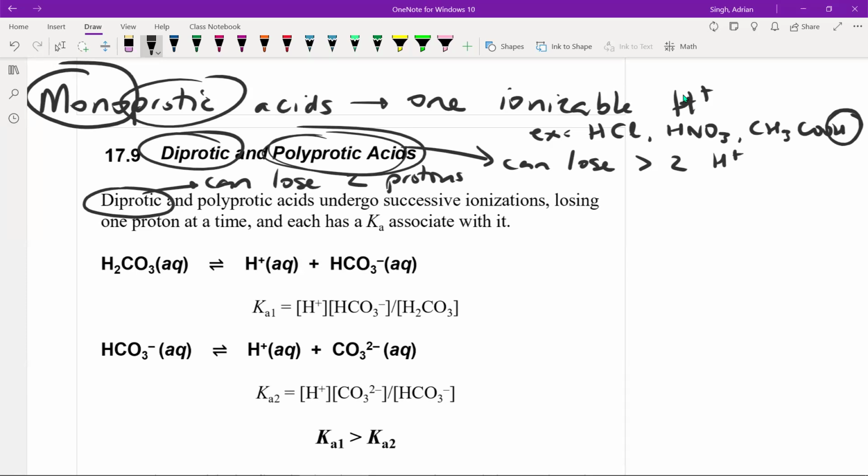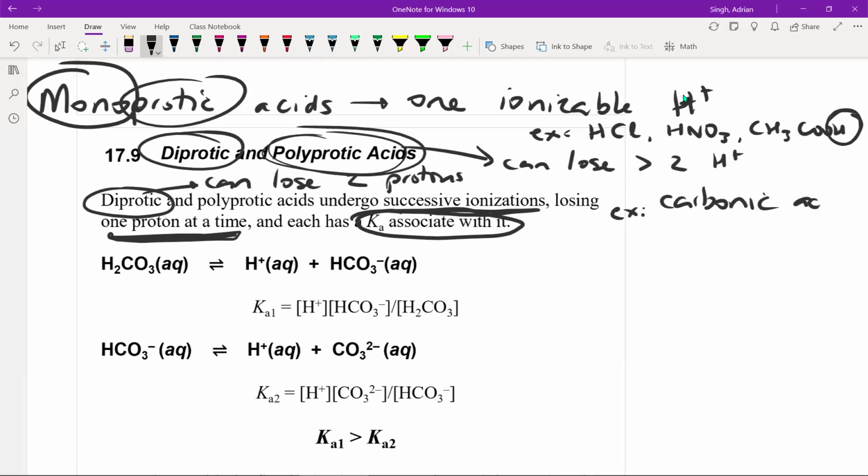So when these acids ionize, they do so in a stepwise process. They do so 1 proton at a time, and the loss of each proton successively has its own Ka, acid dissociation constant or acid ionization constant, associated with it. So for example, if we look at carbonic acid, which is an acid that is very common, you find it in your carbonated beverages. Whenever carbon dioxide is dissolved in water, you end up forming carbonic acid. So this actually has 2 protons, and it loses both of them in a stepwise process.